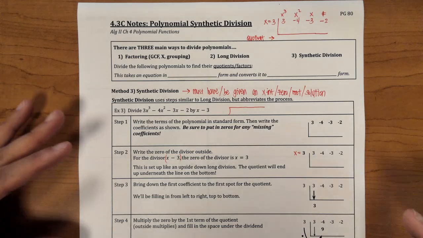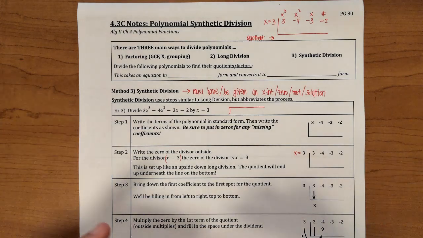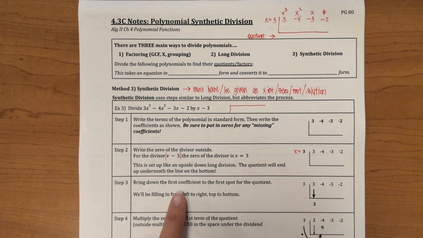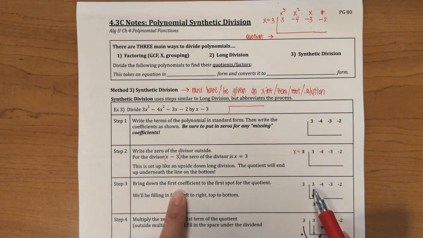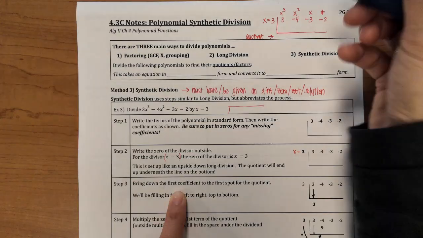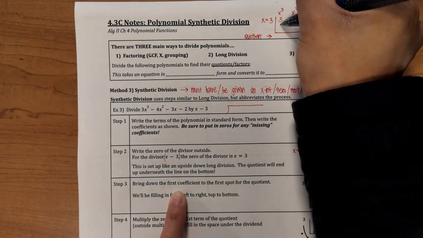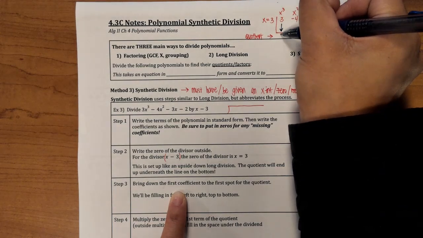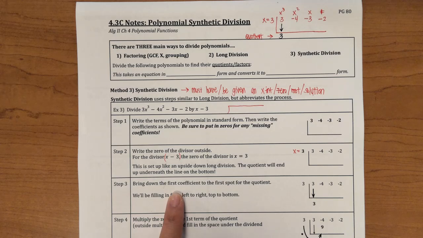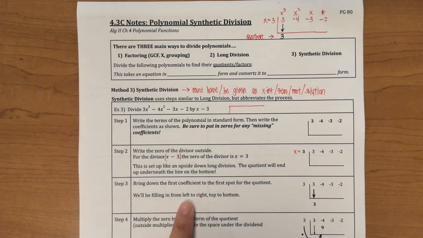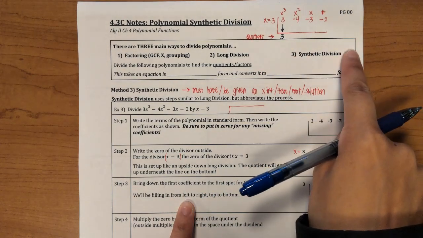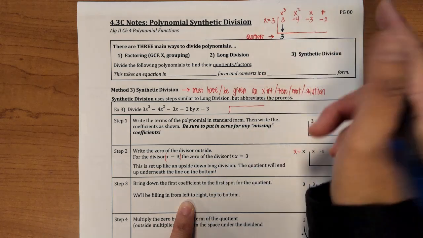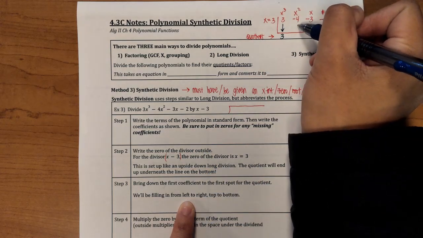This is very procedural. This is just what we always do. The first thing you do is bring your first coefficient down. So notice here I've drawn an arrow and we're bringing the 3 down. Now that my setup is done, my first step, I always draw the arrow so I don't fill this with a number, and I bring my 3 down. We're going to be filling in from left to right, top to bottom. So our next one is going to be this one right here.